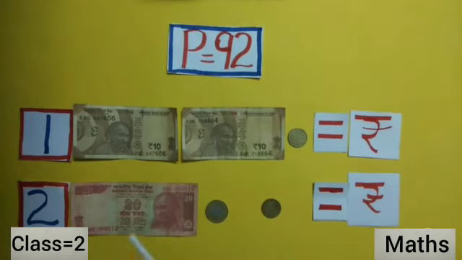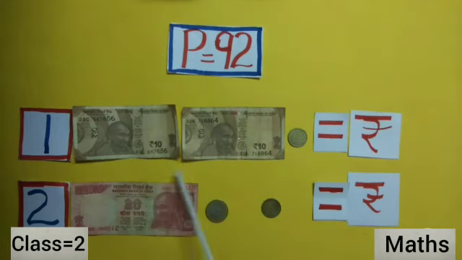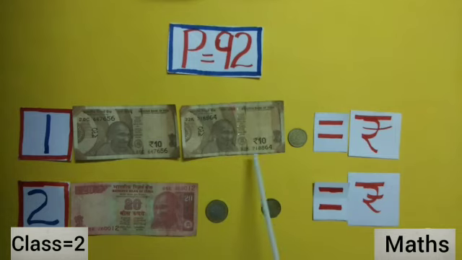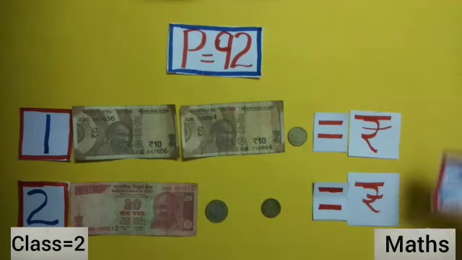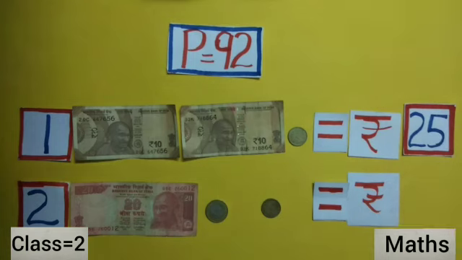Now, dear children, come to page number 92. We will solve some of the questions to clear our concept. In the first question, 2 notes of 10 and 1 coin of 5 rupees are given. We have to tell the value of these given notes. 10, 20, 25. So the value of these notes is 25.